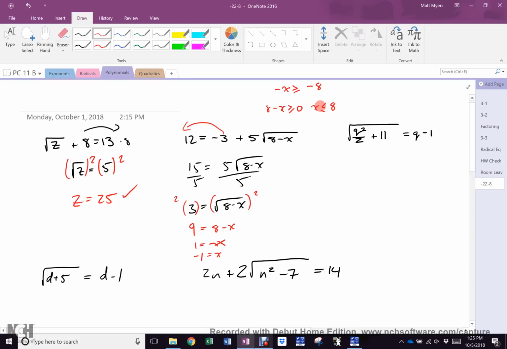What's my next job? Check it. Can I check it here? I could, but that's a mess. Is it better to check it there? Yes. What is 8 minus 1? 9. What is the square root of 9? What is 3 times 5? Does 15 equal 15? So have I done my radical equation properly? Yes. Now, let's go on to the one that is actually medium hard, or medium plus.